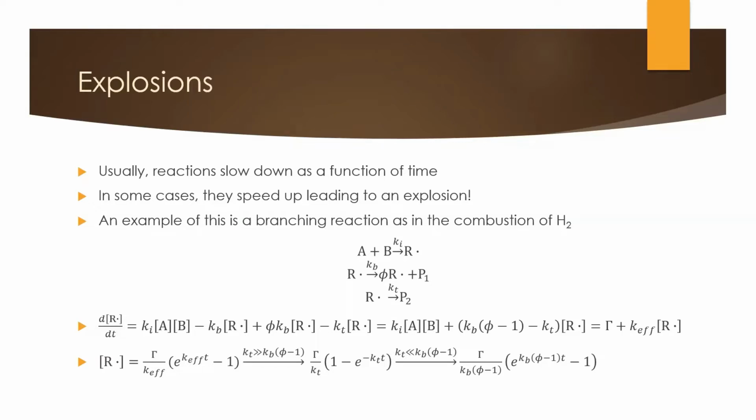So we're more likely to terminate. We're not very likely to get a branching reaction, and our reaction slows down, and we get less radical over time. However, if the branching is much greater than the termination, what happens is branching dominates. Our concentration of reaction is equal to e raised to the positive number. So the concentration of our intermediate increases with time, and we get explosions.